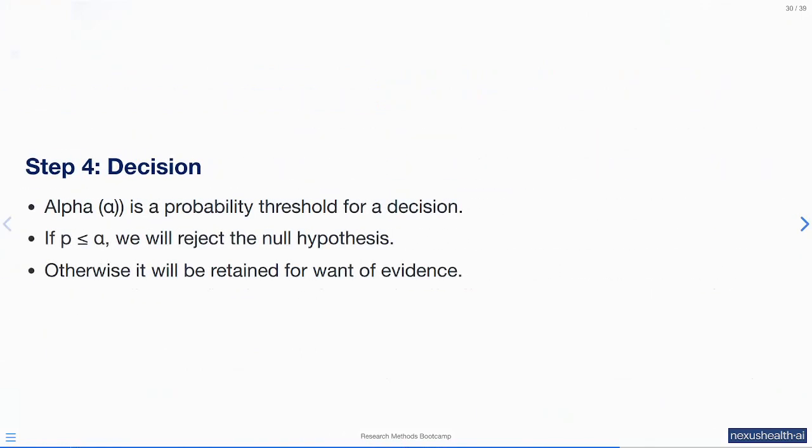The fourth step is to make a decision. Alpha is the probability threshold for a decision. If the p-value is less than or equal to alpha, we will reject the null hypothesis. Otherwise, it will be retained for want of evidence.